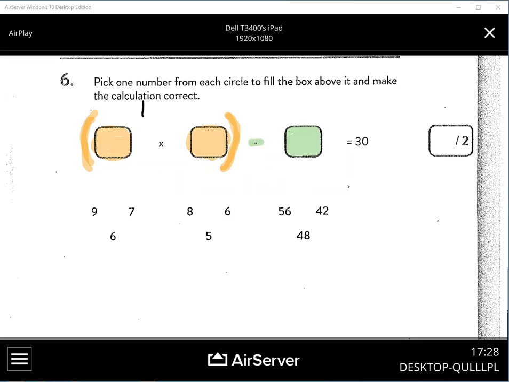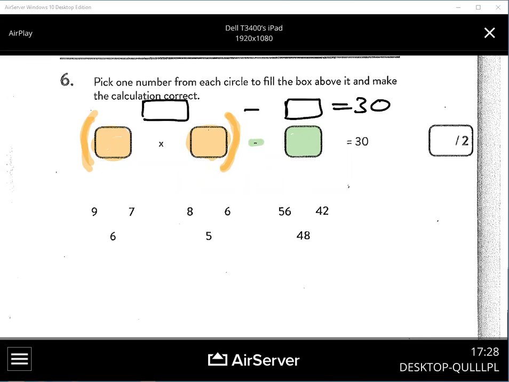So this first box is a number. Then we minus the next number. Then it gives us 30. So we're looking for two numbers that take away to give us 30 as an overall picture. So we're going to have to make these numbers up so it makes sense.